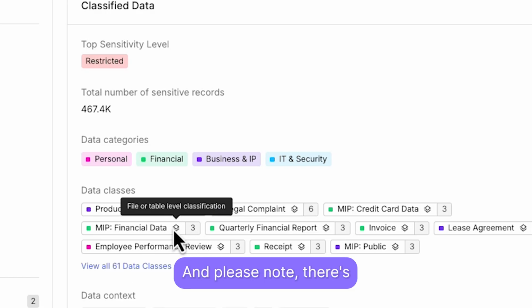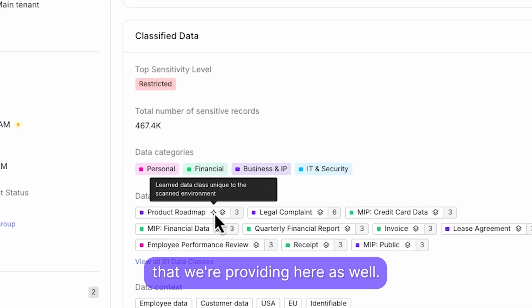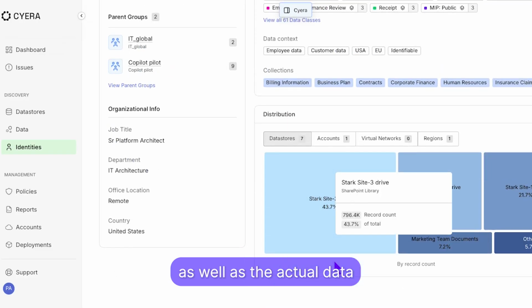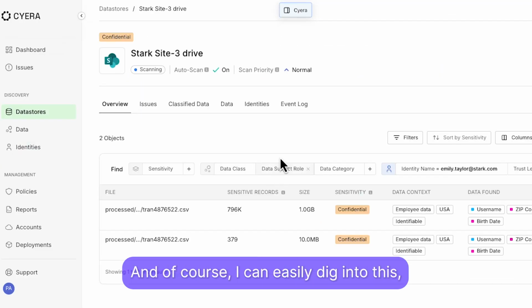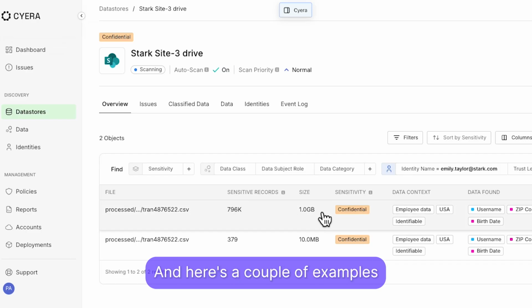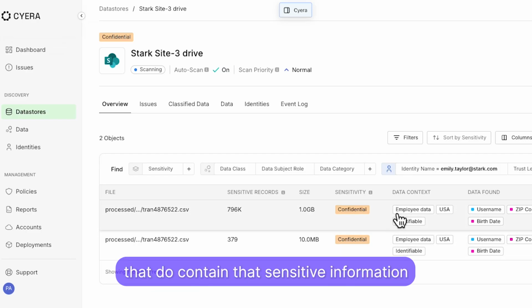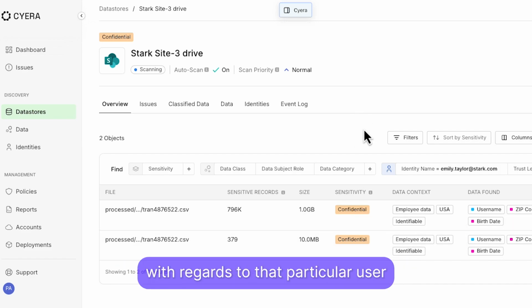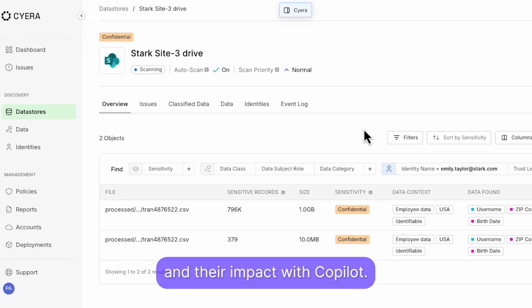Please note, there's file level classification as well as learned classifications that we're providing here, where they received their Copilot status, as well as the actual data and the location of it. And of course, I can easily dig into this and identify where the files are. Here's a couple of examples: there are two files that contain sensitive information that we need to be extremely cautious of with regards to that particular user, their access to that data, and their impact with Copilot.